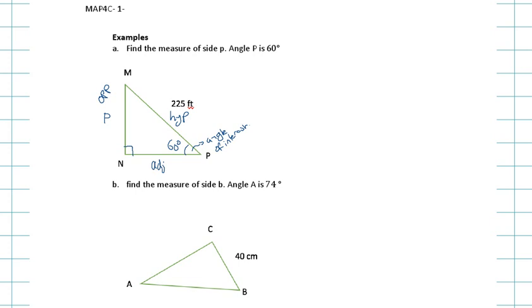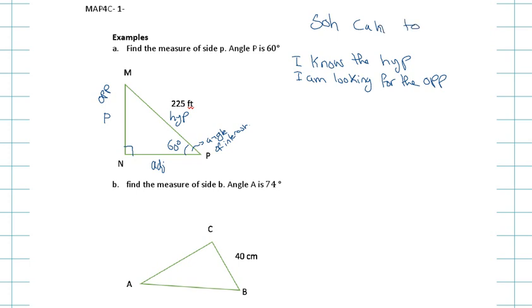I know the hypotenuse. I'm looking for the opposite. So out of these ratios, which one includes the H and the O? Sine. Because sine includes the H and the O, I'm going to use that.